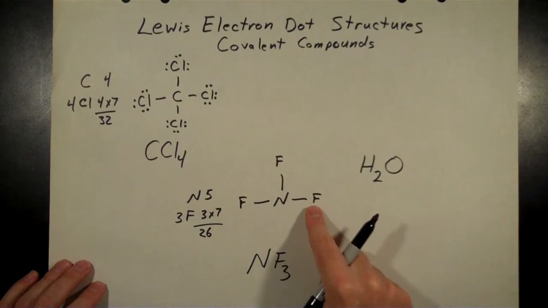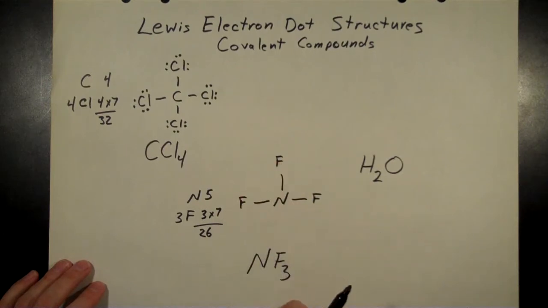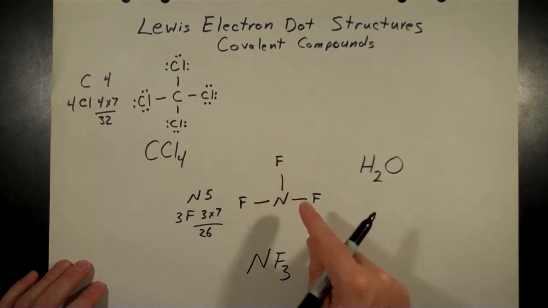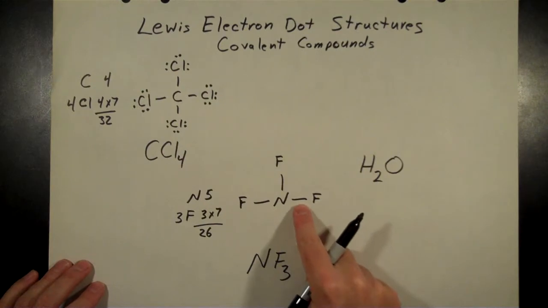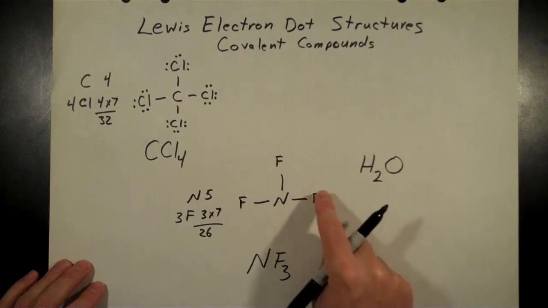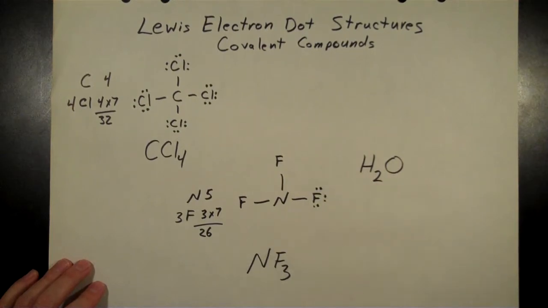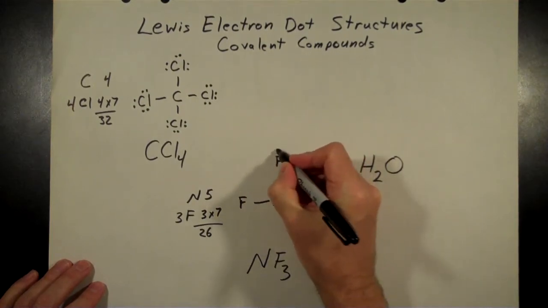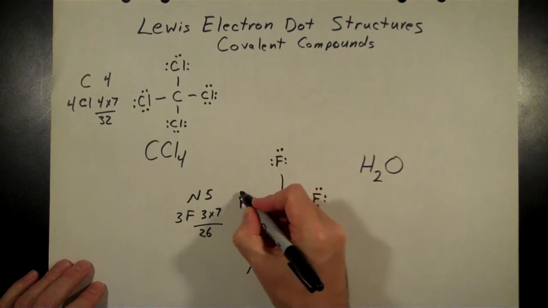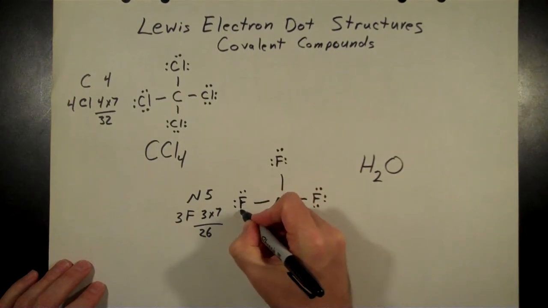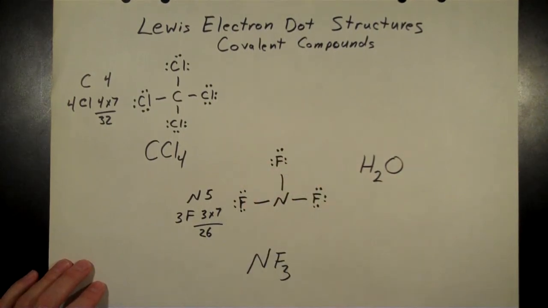So the next step is to complete the octets on the 3 terminal atoms here. That's the 3 different fluorines, just like we had with the chlorine example. There's already 2 electrons, so we just need to add 6 more to that. So 1, 2, 3, 4, 5, 6 there, and we'll add 6 more in on this one, and 6 more here, and that will complete the octets on all 3 of the fluorines.